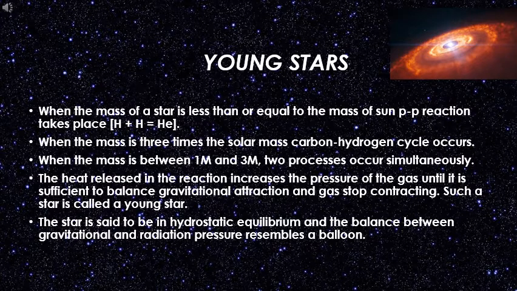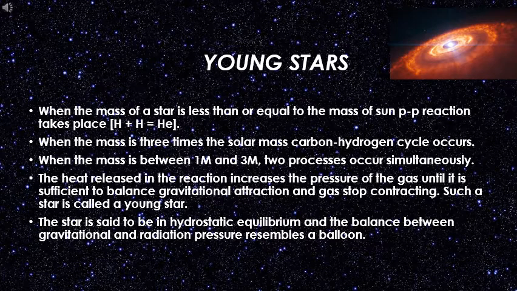This is Bella and I am talking about young stars. There are two types of atomic reaction in a star. The first one is when the mass of a star is less than or equal to the mass of the sun, the PP chain reaction takes place. That is, protons join together to form helium. The mass lost in this reaction is released in the form of energy.